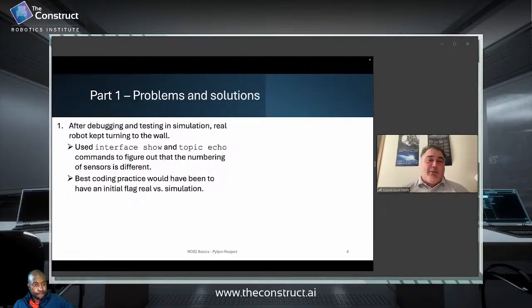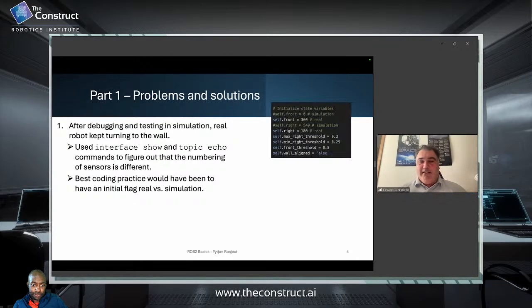I met only a couple of problems here. The first was that after debugging in the simulation, the real robot kept turning towards the wall. So what I did was use the commands interface show and topic echo to learn the numbering of the laser sensors. And so I initialized the variables with a different number of sensors for front and for right. And actually, I added a note for myself here.